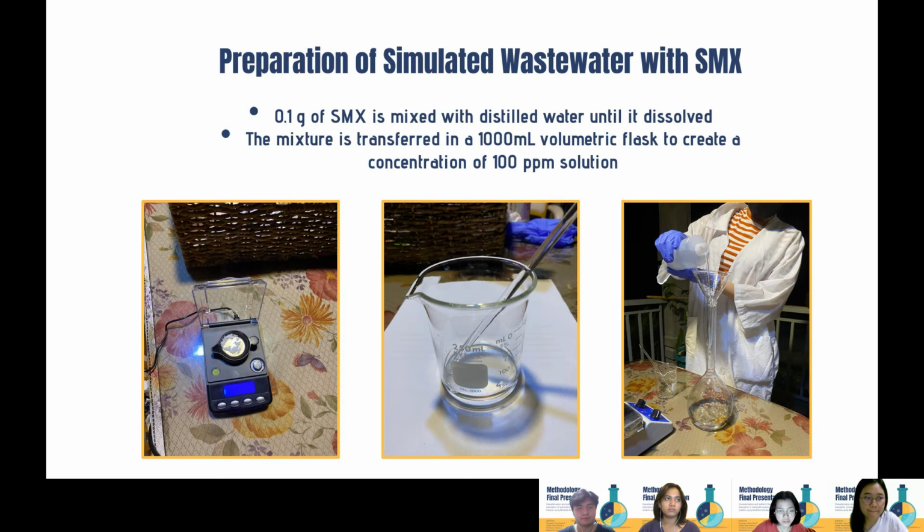For the preparation of simulated wastewater with sulfamethoxazole, 0.1 gram of sulfamethoxazole powder was mixed with distilled water until the powder was dissolved. Then the mixture was transferred into a 1000 milliliter volumetric flask and diluted by adding distilled water until the mark was reached to create a concentration of 100 parts per million.